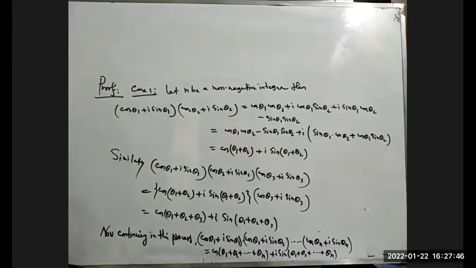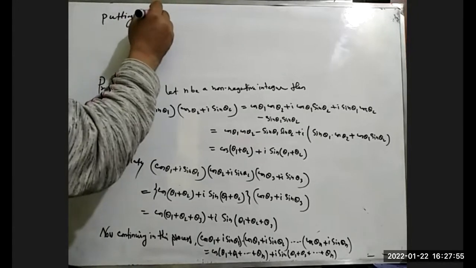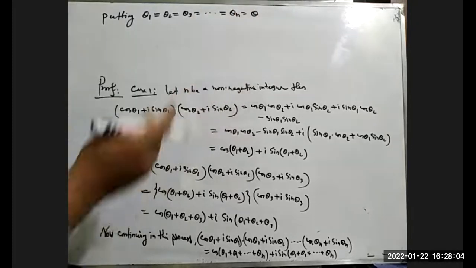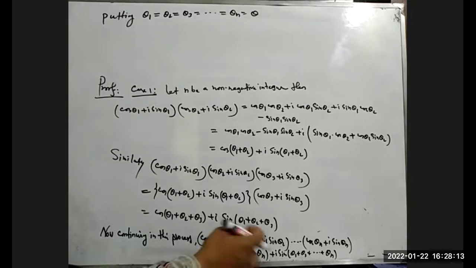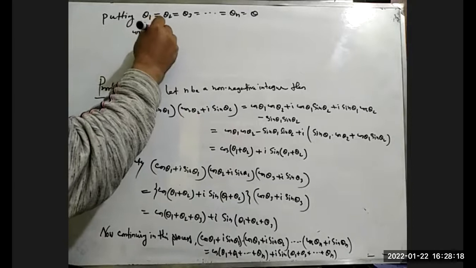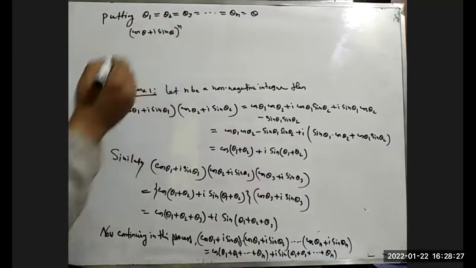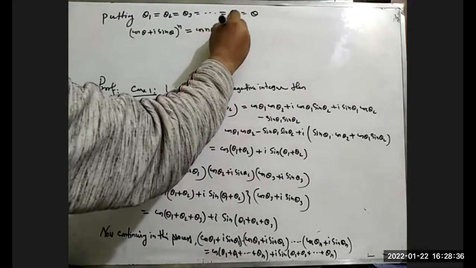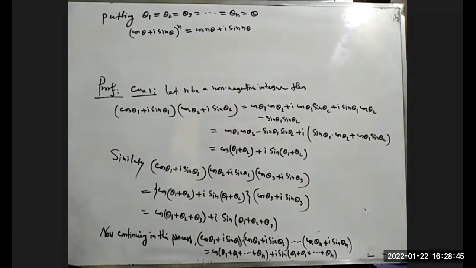Now, putting theta 1 equals theta 2 equals theta 3 equals dot dot equals theta n equals theta. That means all angles are the same. If all angles are the same, we can write cos theta plus I sin theta, this is also cos theta plus I sin theta, dot dot, n times. And from the right hand side, theta plus theta, n number of theta, so cos n theta plus I sin n theta. This is proved for the first case, if n is a non-negative integer. Now for the second case.